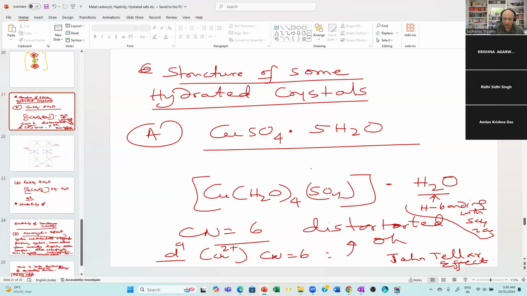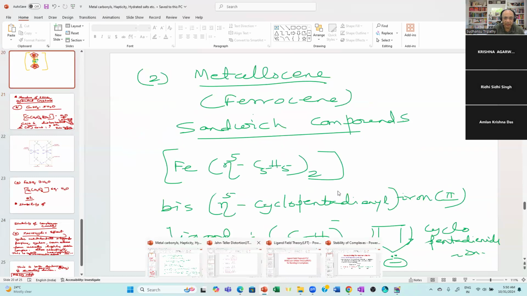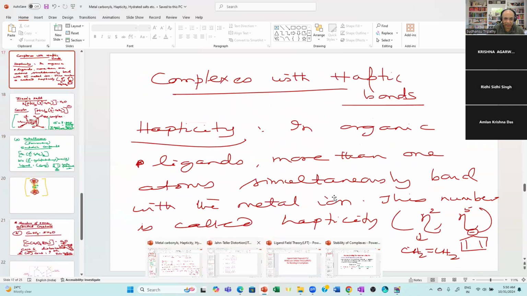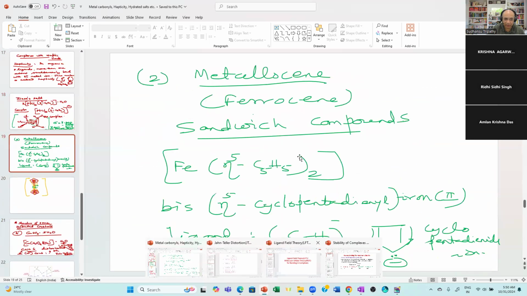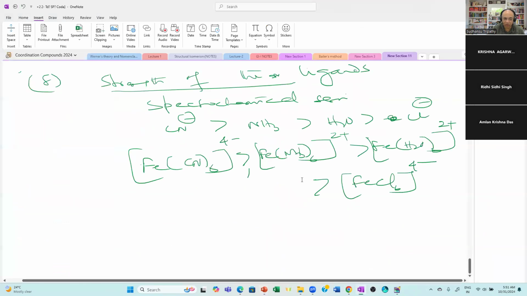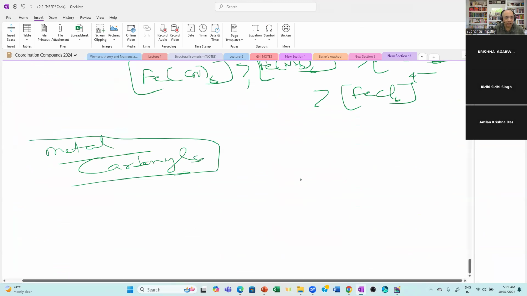So instead of going to the other aspects like metallocene and haptic bonds, which are important, Zeise's salt and ferrocene, let us write a few words on metal carbonyls. What we know, they're mostly colorless. Some of them are yellow in color. We know the reason.